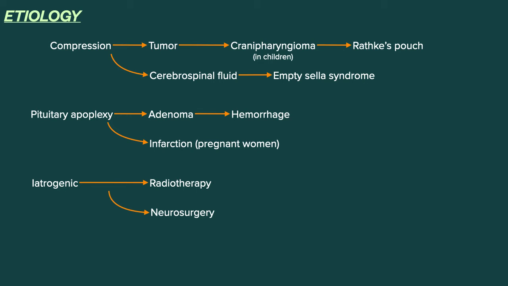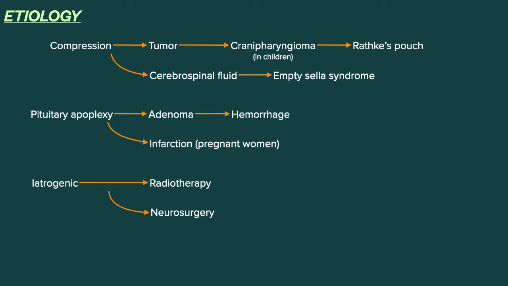Because the pituitary exists within the very confined space of the sella turcica, it's very sensitive to changes in that space. Even the slightest bit of compression can interfere with the pituitary hormones production. In adults, the most common cause of compression is a pituitary tumor or adenoma, and in children, the tumor is usually a craniopharyngioma. This one is malignant.